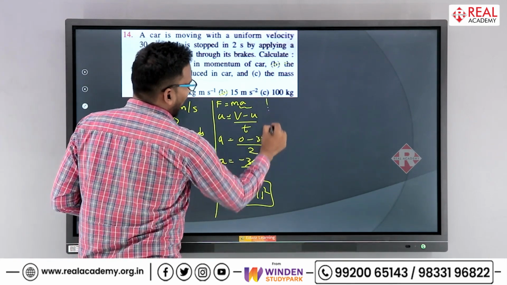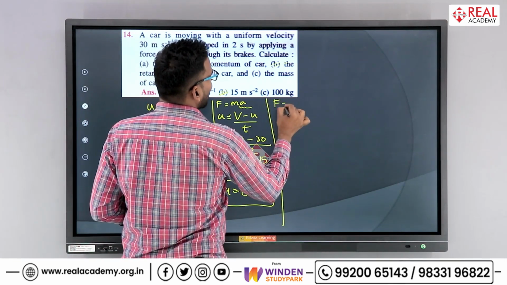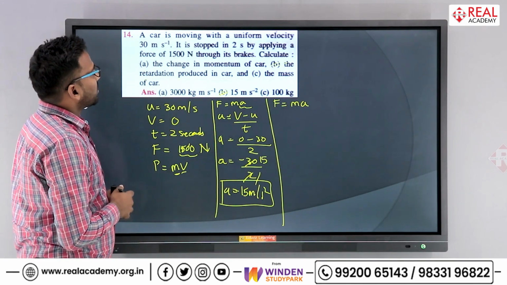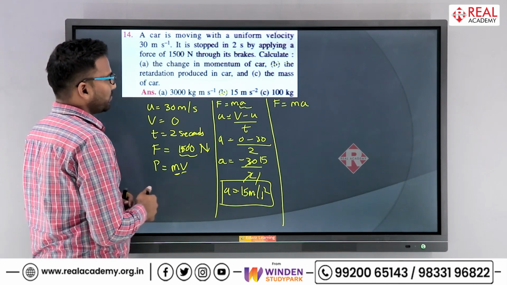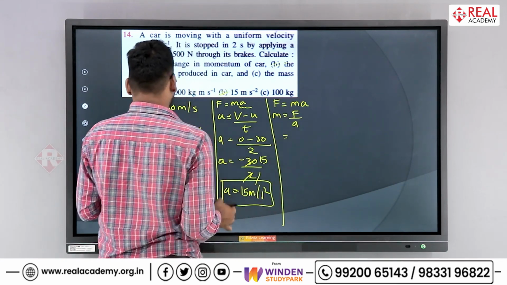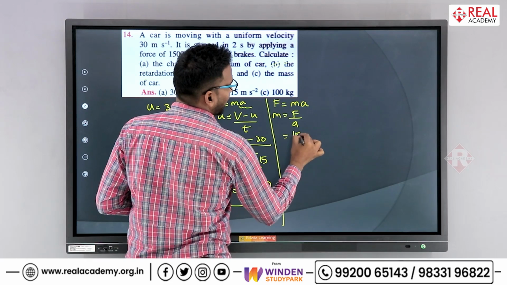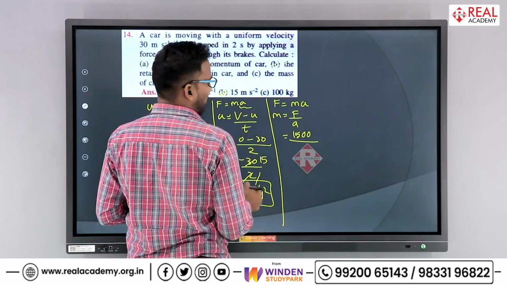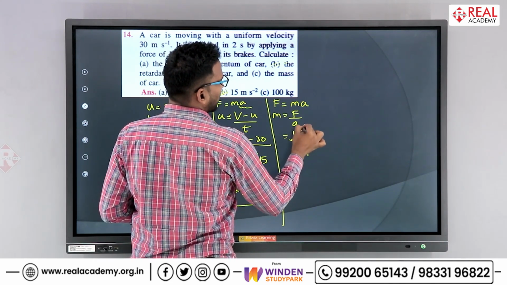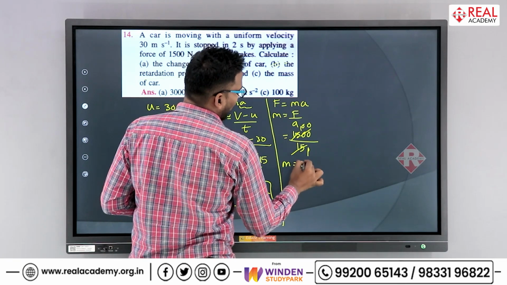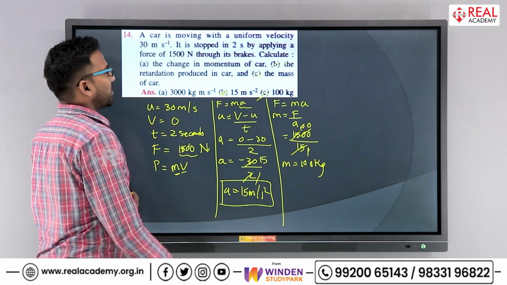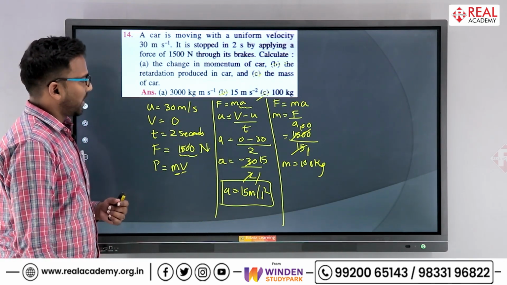And if I wanted to calculate force now, force is equal to mass into acceleration. But how to calculate mass now? Mass is force upon acceleration. How much is the force applied over here? 1500 Newton upon acceleration. We have just calculated 15. 15 ones are 15, this one is 100. So mass of the body is 100 kg, which is the third answer. The mass of the car is 100 kg.